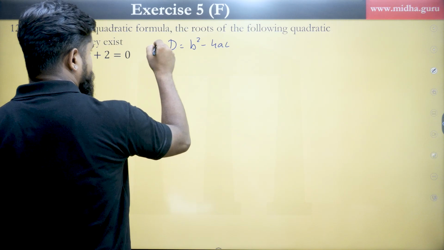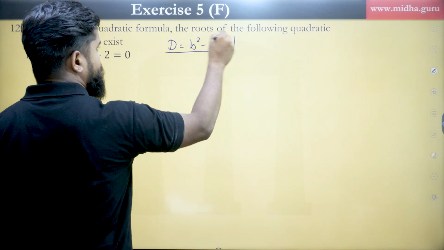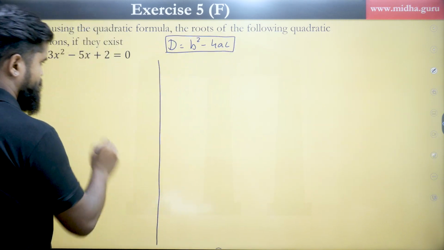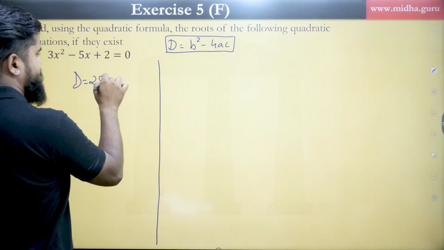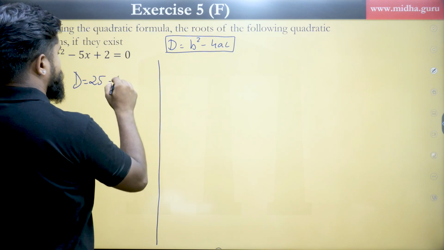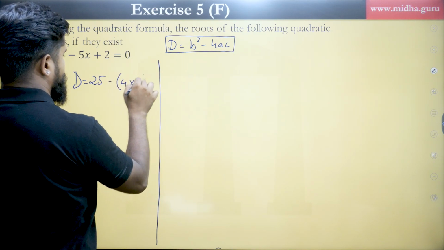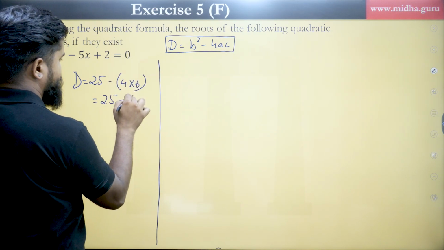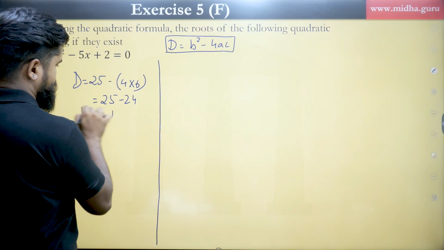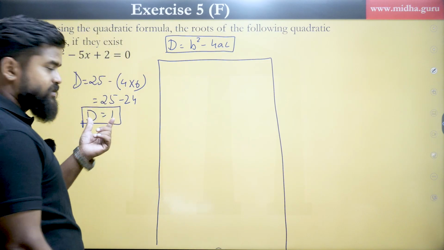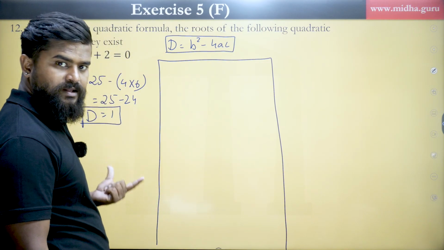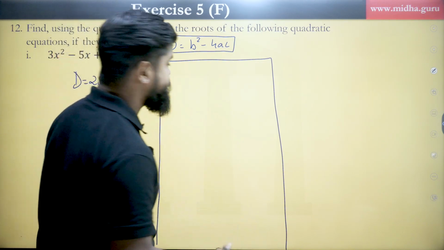So now I know that the discriminant is equal to b square minus 4ac. So I start by finding the discriminant. Now since b is minus 5, the square becomes 25. Minus 4 into a into c, 3 into 2 being 6, 4 into 6. So we have 25 minus 24, which is equal to 1. So since the discriminant is greater than 0, our equation is going to have real and distinct roots.